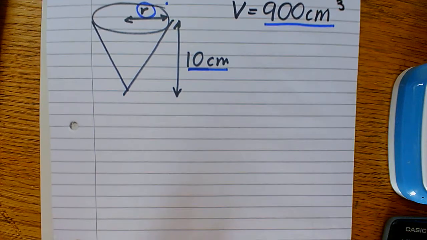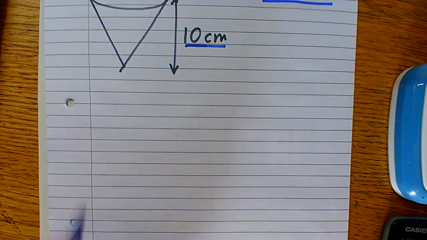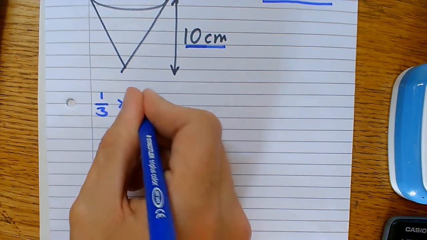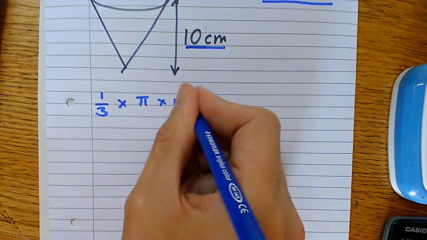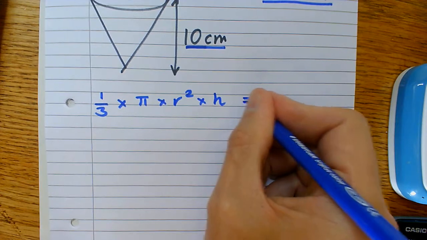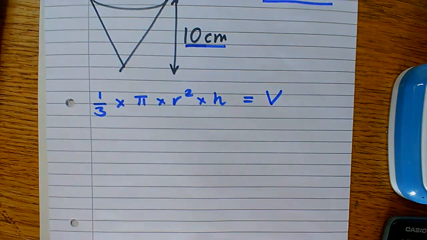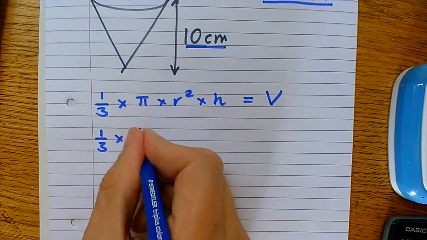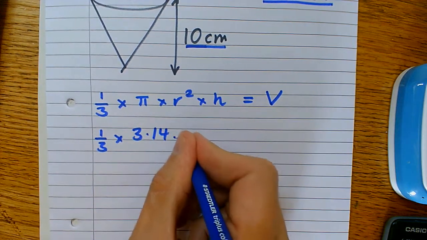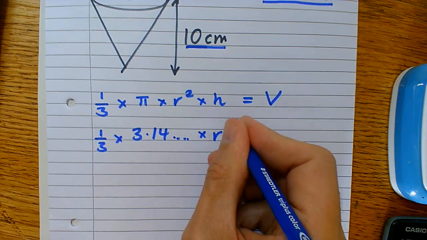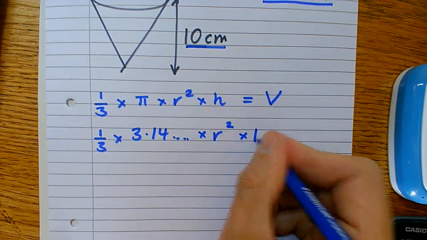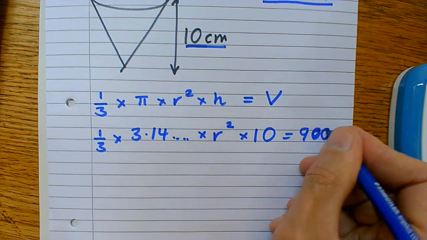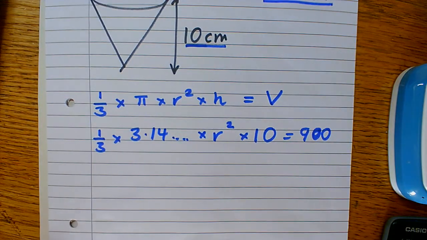So the approach is, as before, that we write out the formula and fill in what we know. So 1/3 times pi times r squared times the height makes the volume for every cone. So what do we know for our particular cone? 1/3 times 3.14 and so on, times, right, we don't know r squared, so we'll leave it as that, times 10 makes 900. So there we are, we've got the information in.